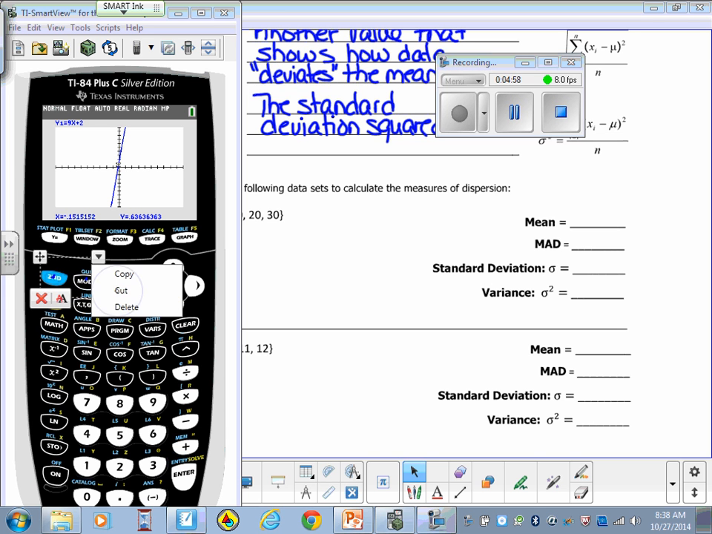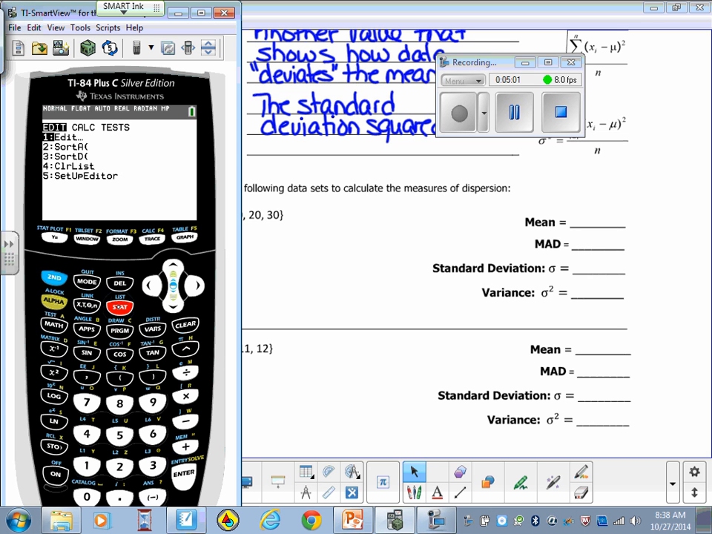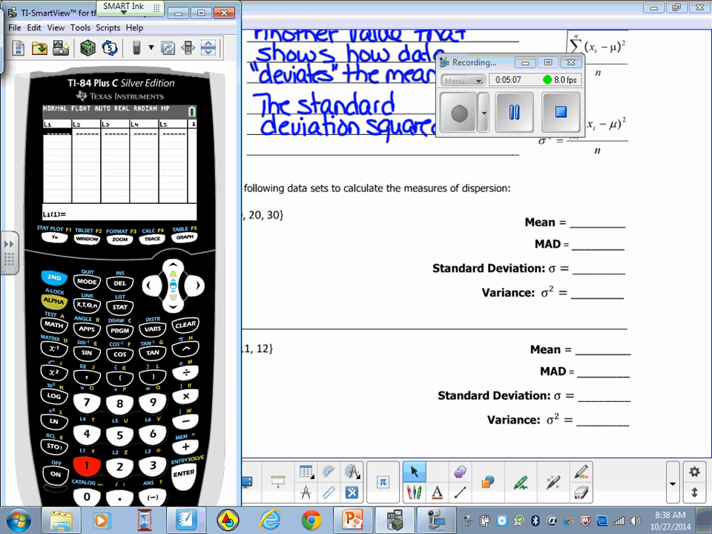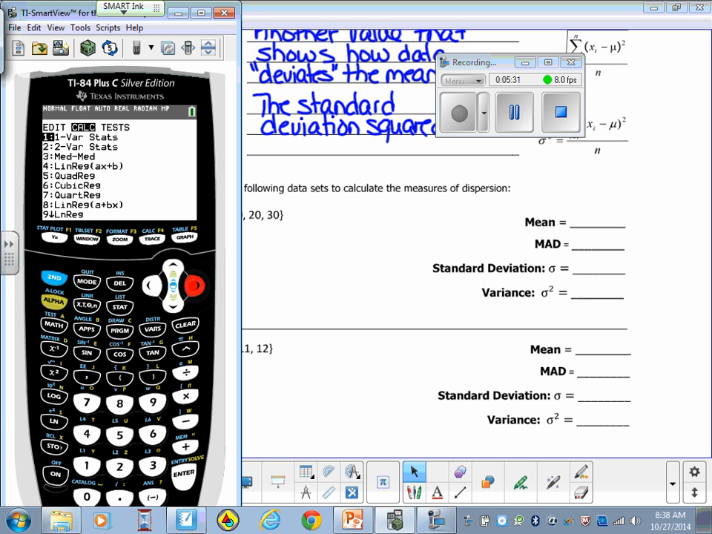Okay, stat. I'm going to put in the first set of data. Negative 10, enter. 0, enter. 10, enter. 20, enter. 30, enter. Let's see here. We come back to stat, and we arrow to the right to calc. I want one variable stats, so I will press enter. And yes, I want all the basics to come up. Calculate.